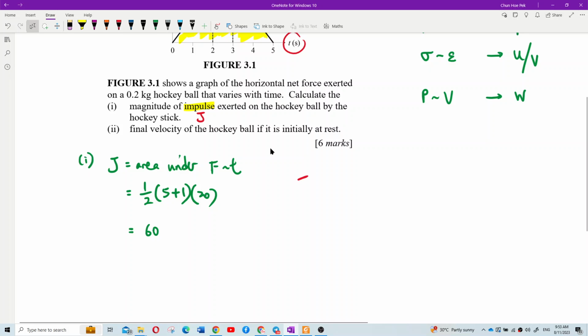Because J is actually F times t. Impulse is force times time, right? So the unit is Newton second. Newton second. Okay.